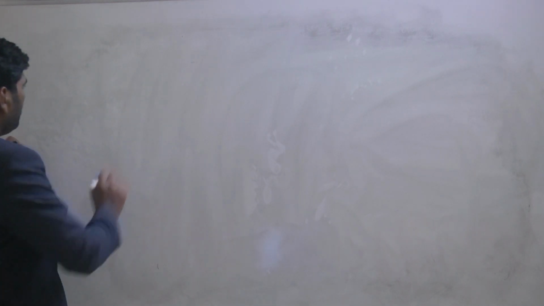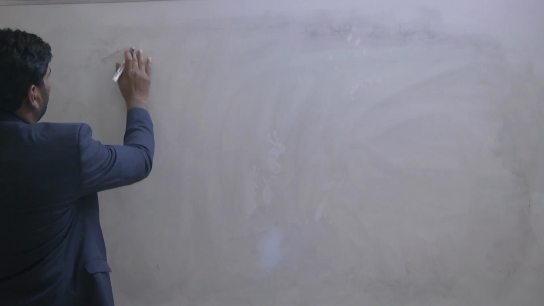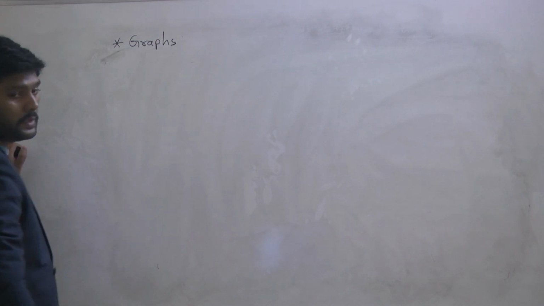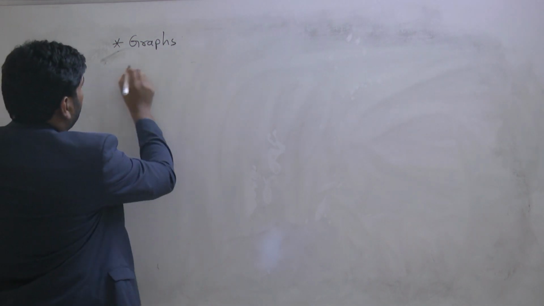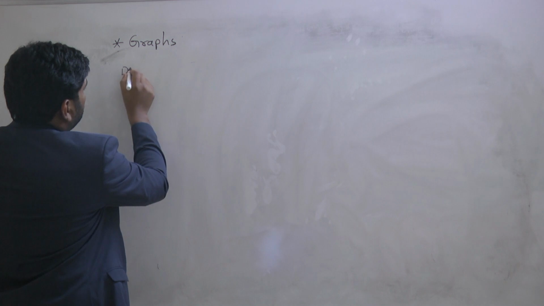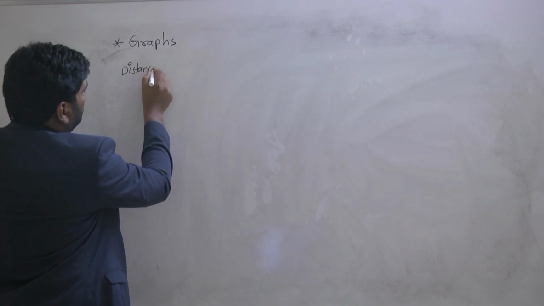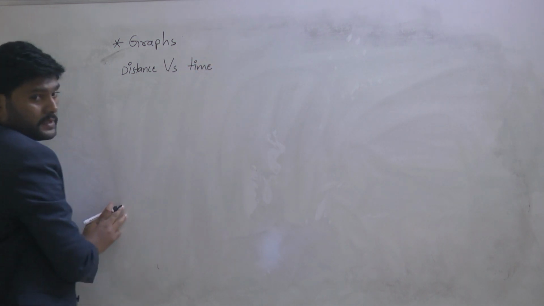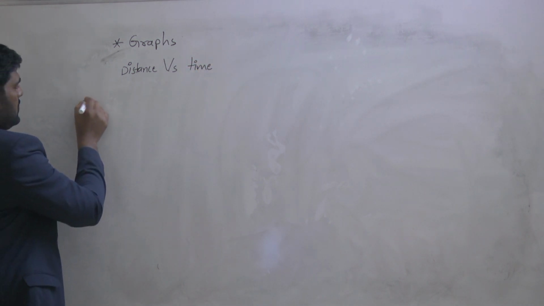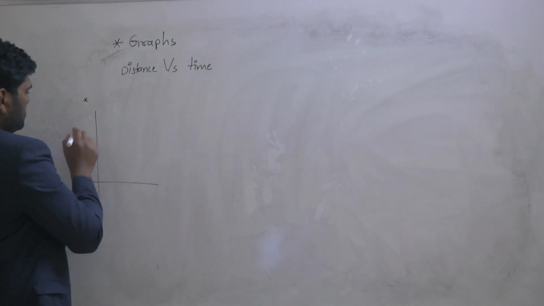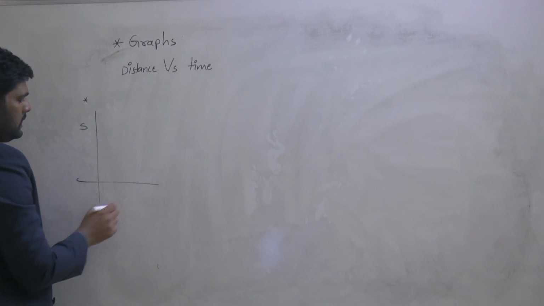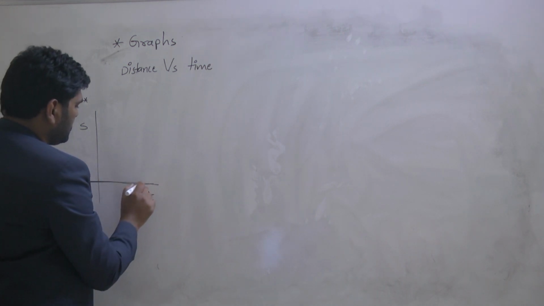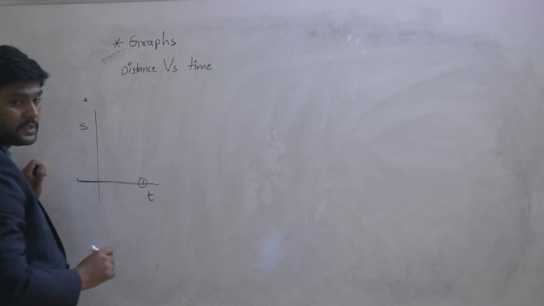Among the graphs, the first graph is distance versus time. This is s, distance, and this is time t. This is the first graph we have done.